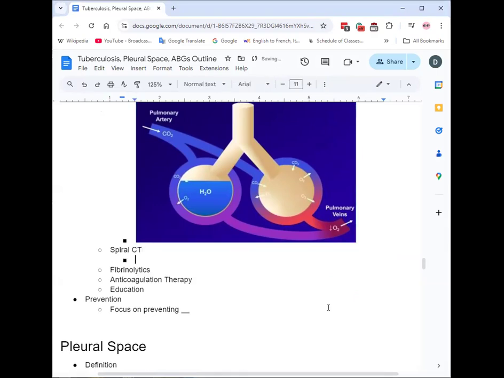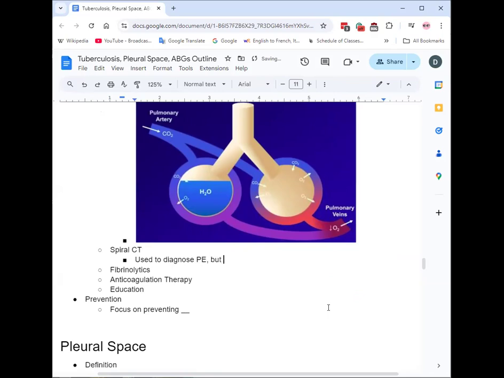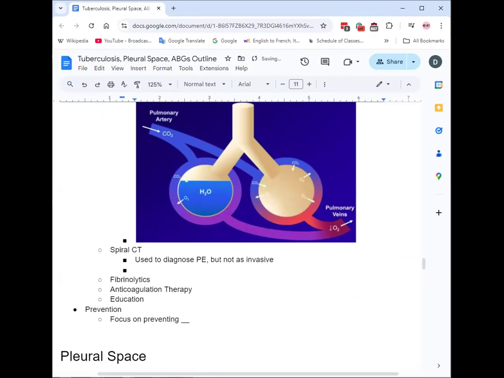And the spiral CT is also used to diagnose the pulmonary embolism, but it's also not as invasive. What are some things to keep in mind with the spiral CT? This one is going to use a contrast, so check for allergies to iodine or shellfish.